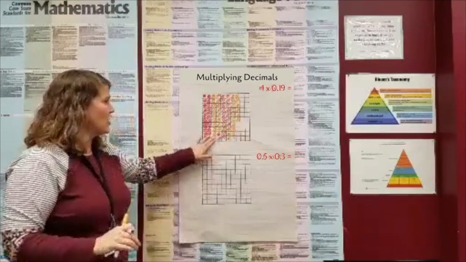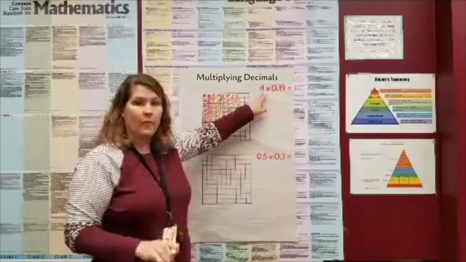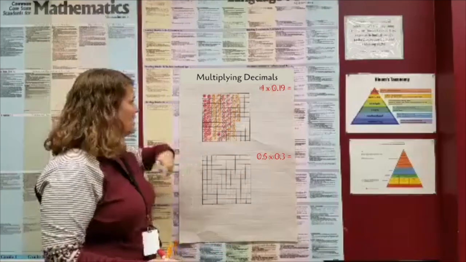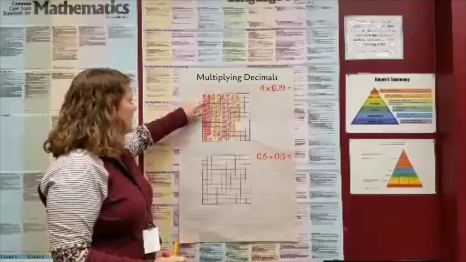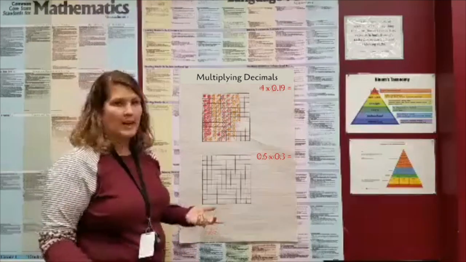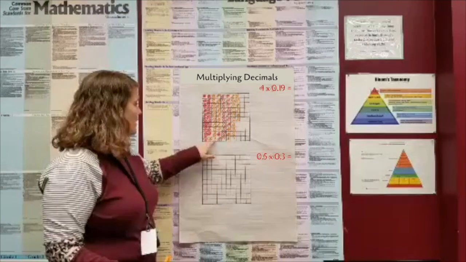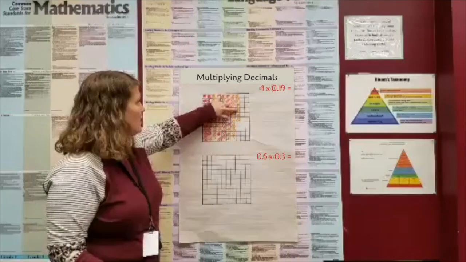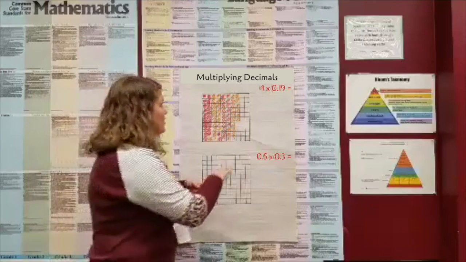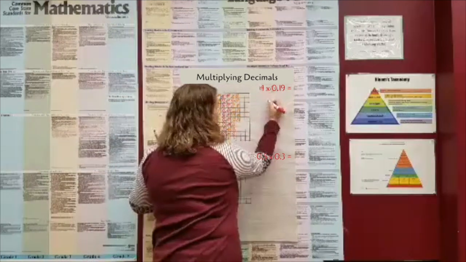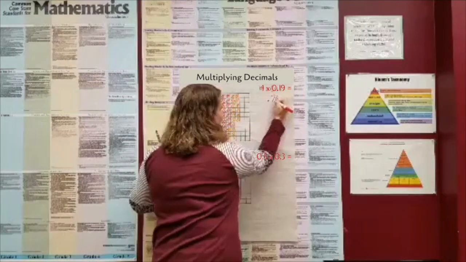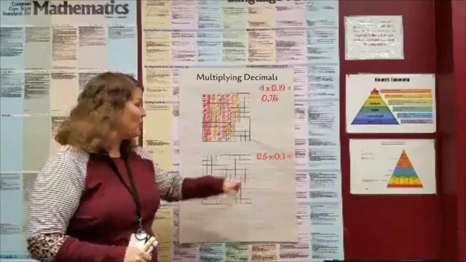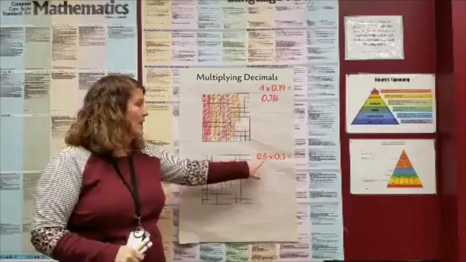So now that I've shown 19 hundredths 4 times, I'm going to count how many boxes I colored in all together. To make this easier for myself, you could count every single one, or I could count by tens. I have 10, 20, 30, 40, 50, 60, 70, 1, 2, 3, 4, 5, 6. So 4 times 19 hundredths is 76 hundredths.